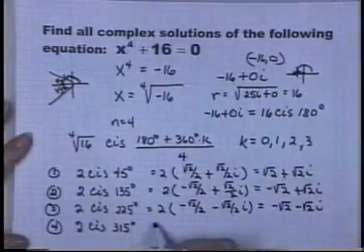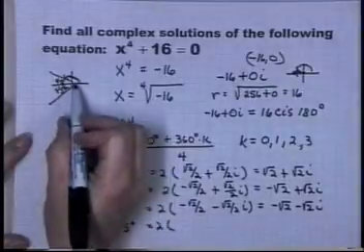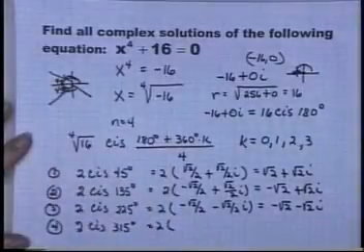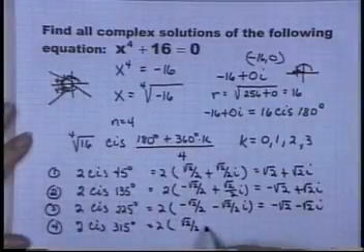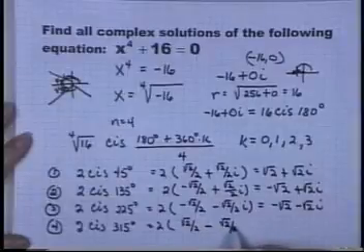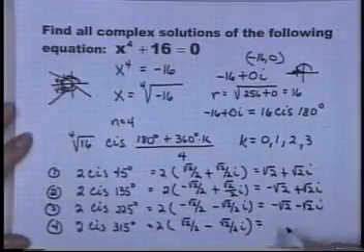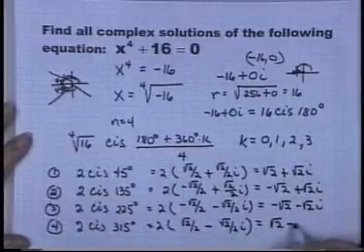And finally, 315. Well, as you might guess, 315 brings you over to the fourth quadrant. Reference is still 45. In the fourth quadrant, the cosine is positive, but the sine is negative. So you have square root 2 over 2 minus square root 2 over 2 i. And distributing your 2, we get square root 2 minus square root 2 i.